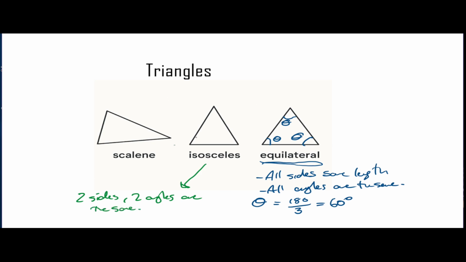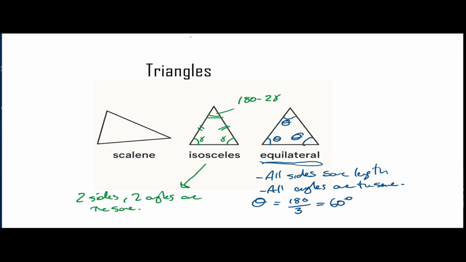Again, all of the angles add up to 180 degrees. So if this is the same length, the 2 base angles here are going to be the same. And let's call that theta. I need a nice Greek letter, so I'm going to call that theta. So this angle here is going to be 180 minus 2 theta. So the 2 angles that are the same are the 2 that are next to the 2 sides that are the same, and these are sometimes called the legs.